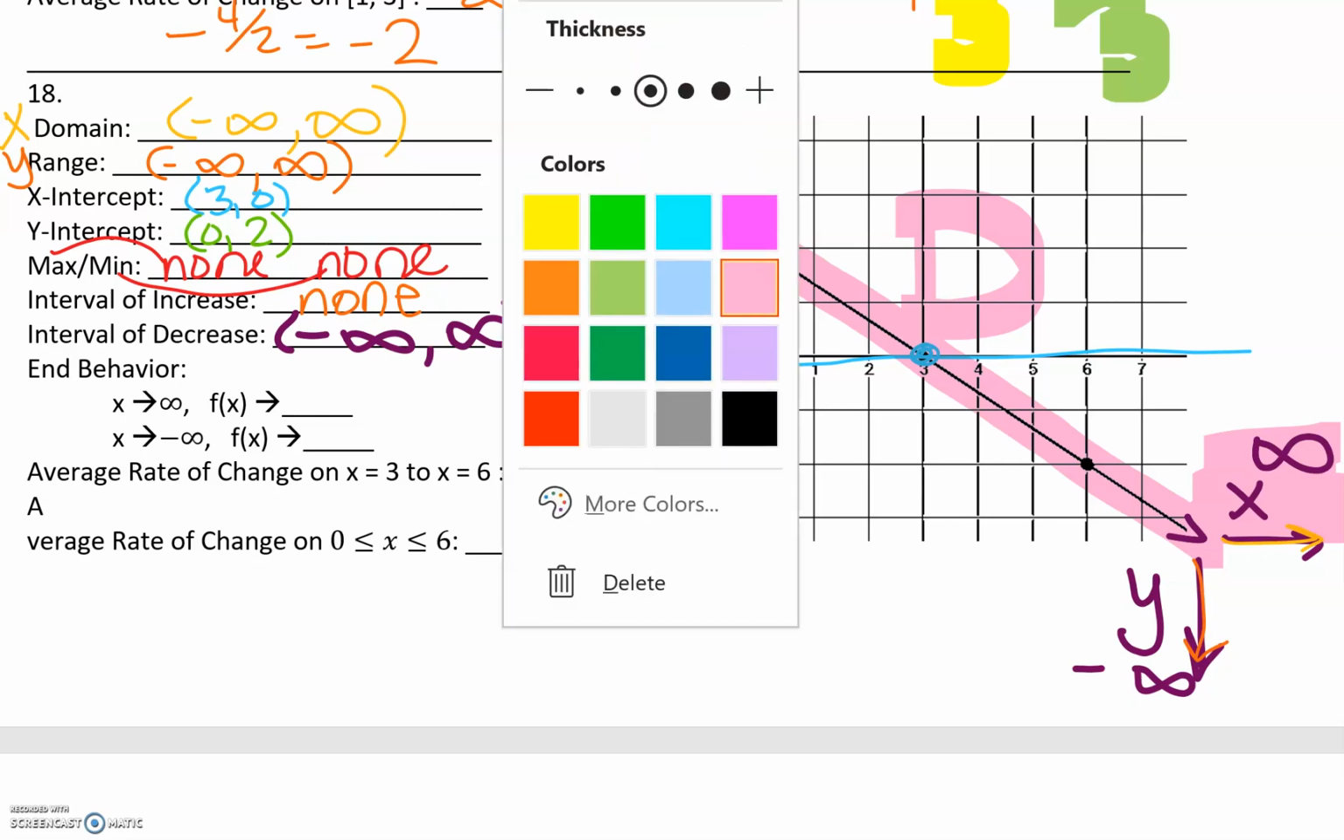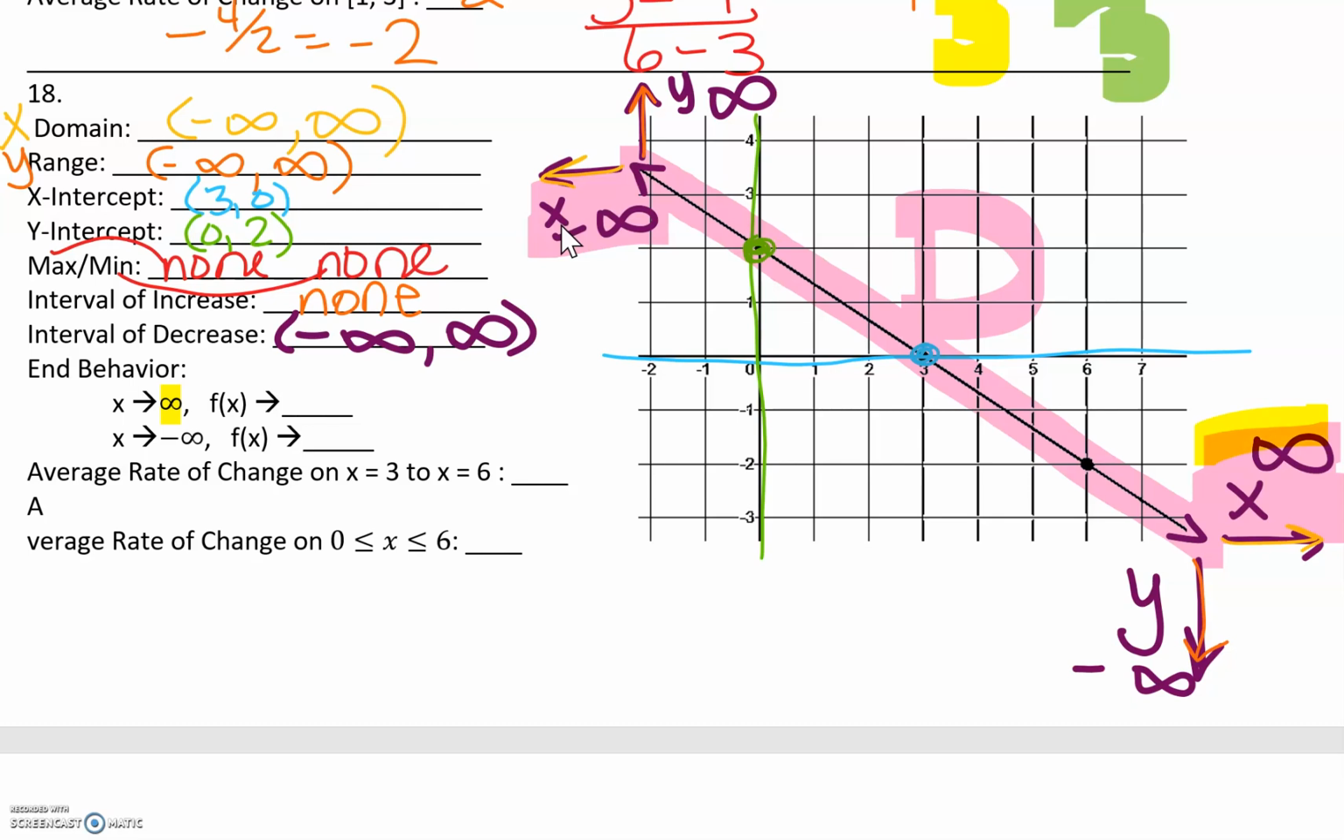In end behavior, when x is positive over here, what is my y value? A negative infinity. When x is negative infinity, what is my y value? A positive infinity. Excellent job. All right, the average rate of change from 3 to 6. So I see that my 3 to 6, 3 is here, 6 is there. I'm going to count down 1 over 3. I'm sorry, down 2 over 3. So down 2 over 3.